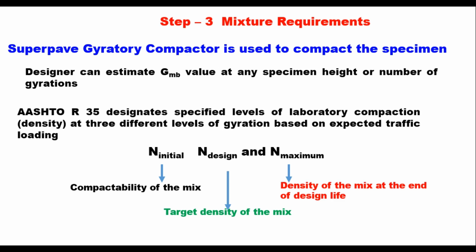The practice is to compact the specimen to the end design gyrations, measure the density, and then back calculate the density corresponding to N initial gyrations. For N max gyrations, separate specimens are prepared at the design binder content and then they are compacted to N max gyrations, and the density so obtained is checked for compliance with specifications.